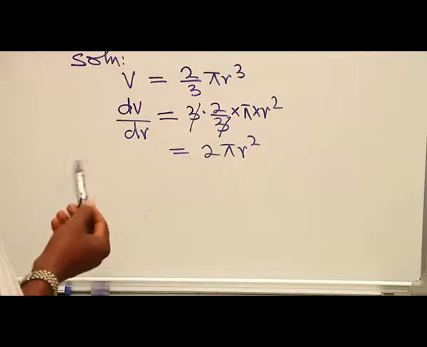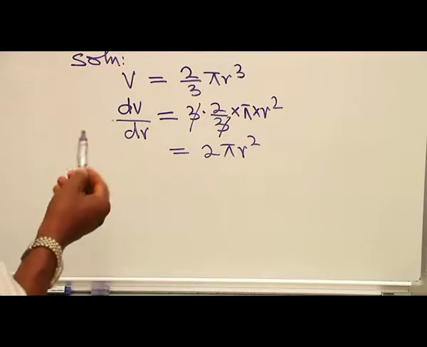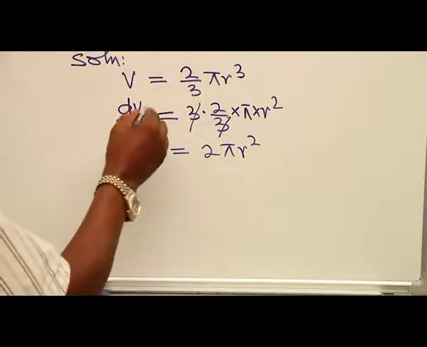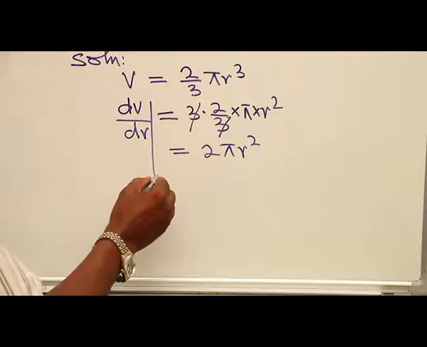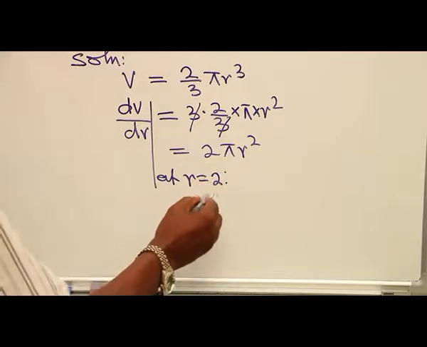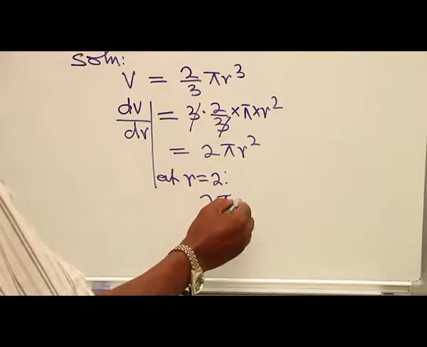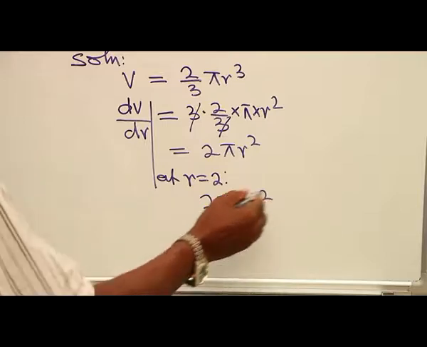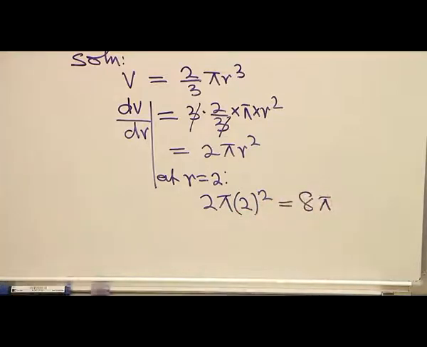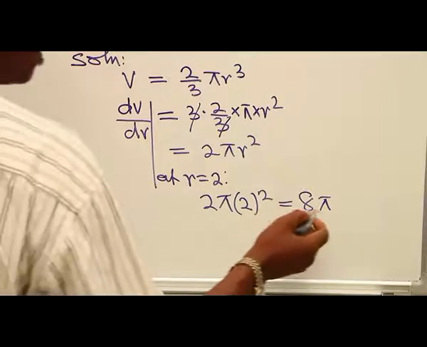Now we are interested in the rate of change of the volume with respect to its radius r when r is equal to 2. So you will evaluate dV over dr at r equal to 2. In this regard, we now have 2 pi and our r is now 2 all squared. 2 squared is 4, 4 times 2 is 8, and the final solution will be 8 pi as the rate of change of the volume of a hemisphere. So we have 8 pi as our answer.